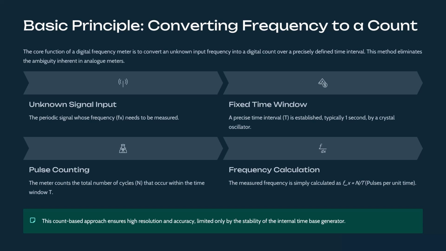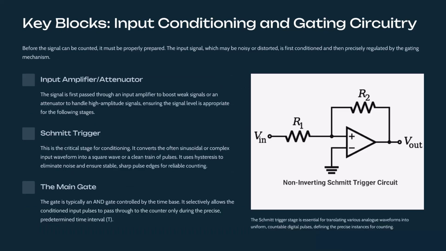Here are the basic principles for converting frequency to a count: first there is an unknown signal, then a fixed time window, pulse counting, and frequency calculation. Now the key blocks: input conditioning and gating circuitry. Before a signal can be counted, it must be properly prepared. The input signal, which may be noisy or distorted, is first conditioned and then precisely regulated by the gating mechanism.